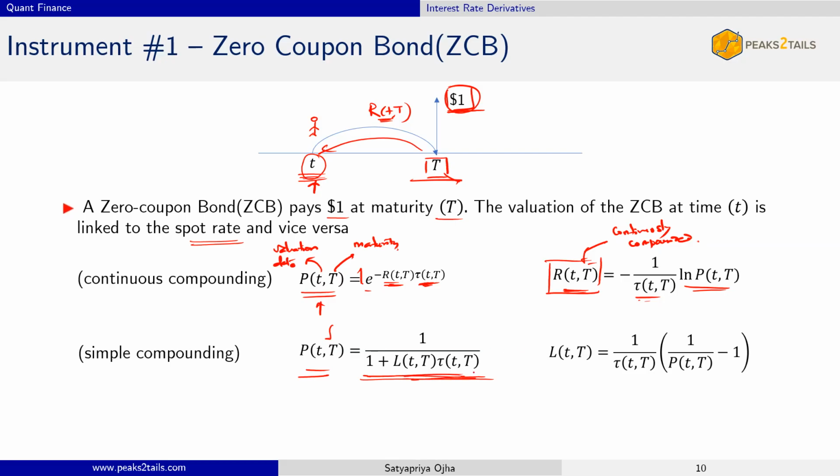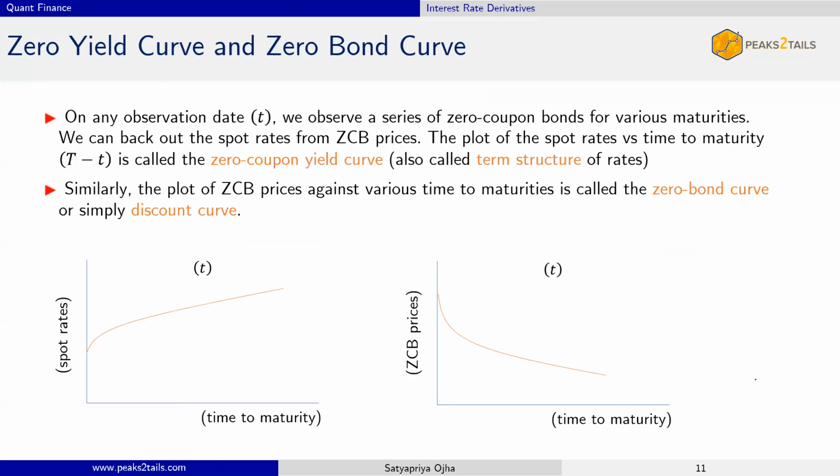So discounting would be this: 1 plus L times year fraction. Okay, and you can back out the simply compounded spot rate. Just manipulation, right? Take this to this side: 1 by P(t,T) minus 1, divided by year fraction. So this formula is to calculate the simply compounded spot rate from the zero coupon bond prices. Okay, I hope this is clear. Let me know if you have any questions. I'll speed up a little bit.